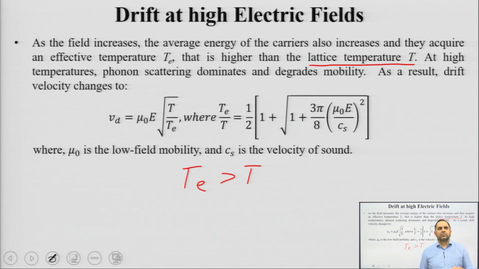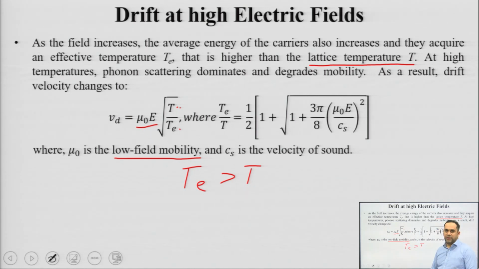Okay. So, your effective value of drift velocity is equal to mu naught E, where mu naught is your mobility at low to moderate values of electric field. Okay. So, you can call it low field mobility, multiplied by the square root of T over T E. At reasonable values of electric field, these values are nearly equal.